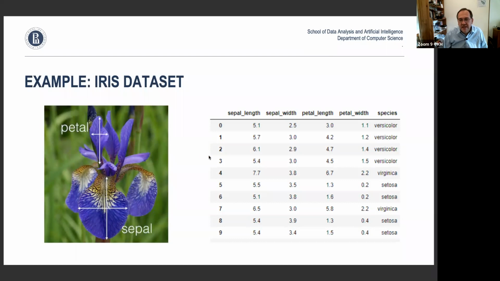And so the data set looks like this. You have species, or types of irises: versicolor, setosa, and virginica. And then you have the measurements: sepal length, sepal width, petal length, petal width.